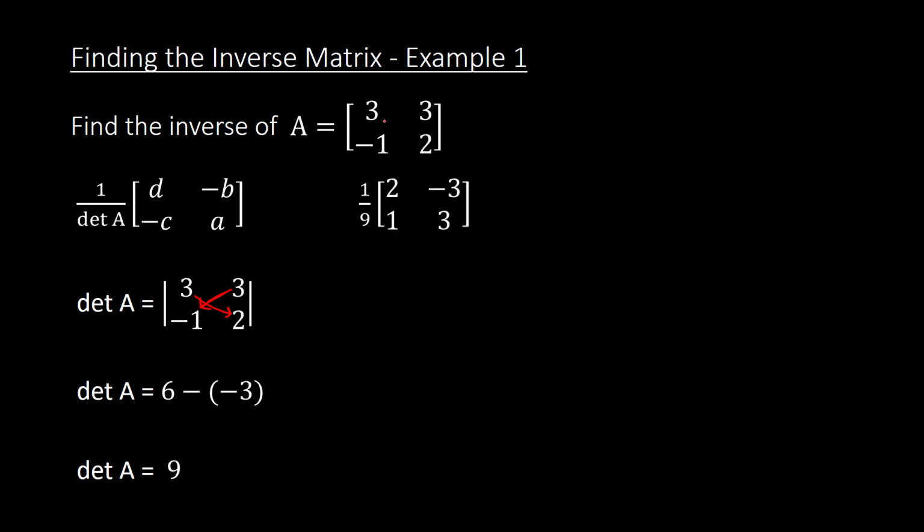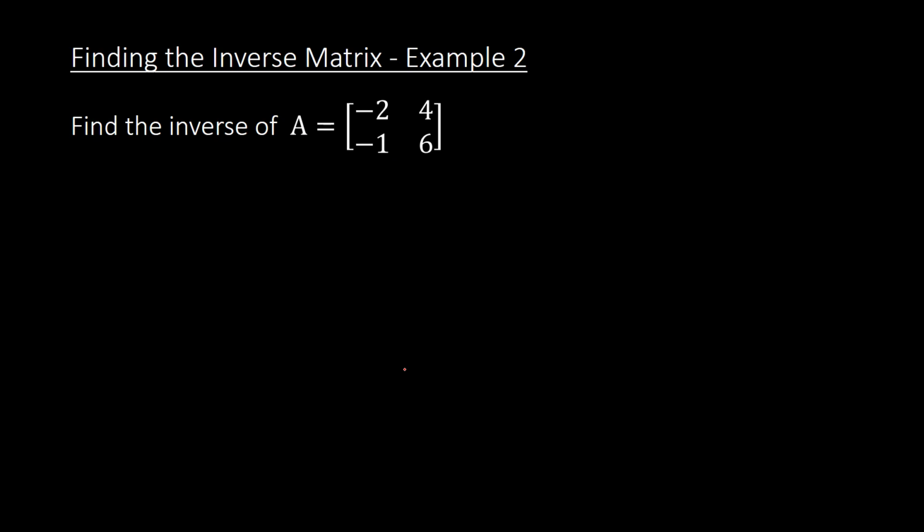And then I have to switch these two numbers. So the 3 goes in the bottom right, and the 2 goes in the top left. And then I change the sign of these other two values, the 3 and negative 1. So the 3 becomes a negative 3, and negative 1 becomes a positive 1. So then I multiply 1/9 by this matrix. So I get 1/9 times 2, negative 3, 1, and 3 to get this resulting matrix. So this matrix right here would be the inverse matrix.